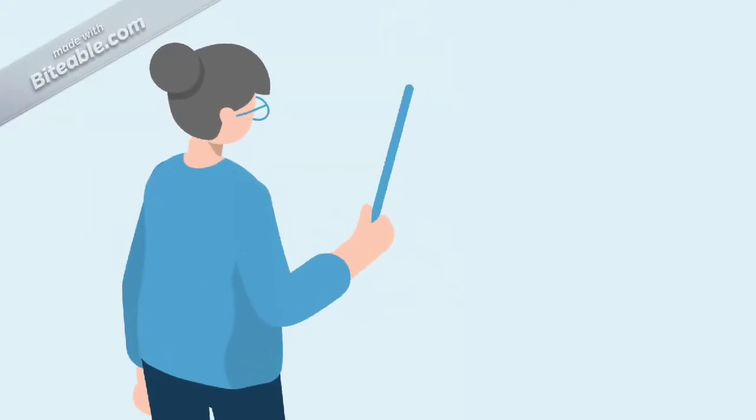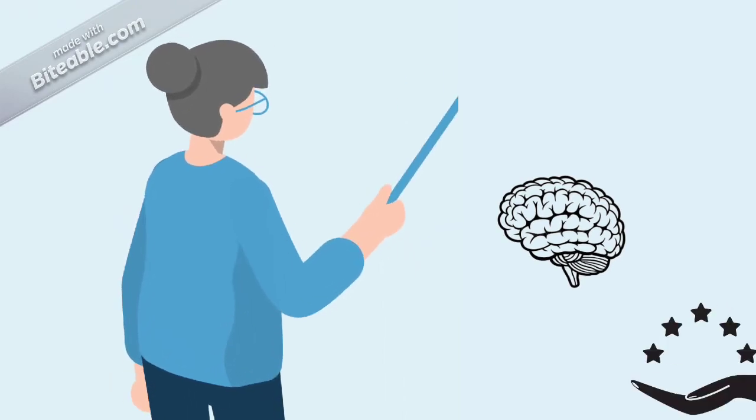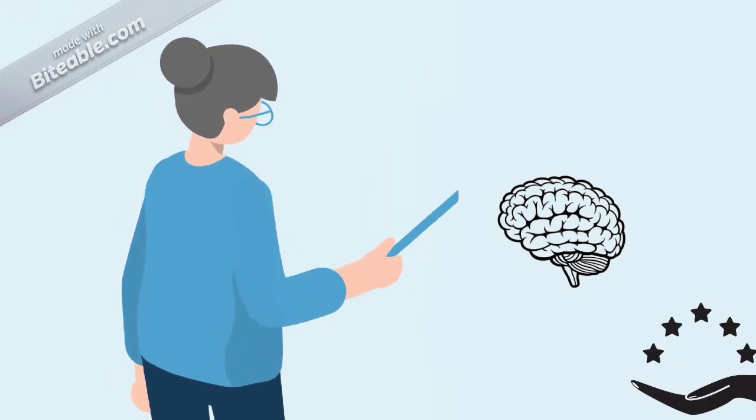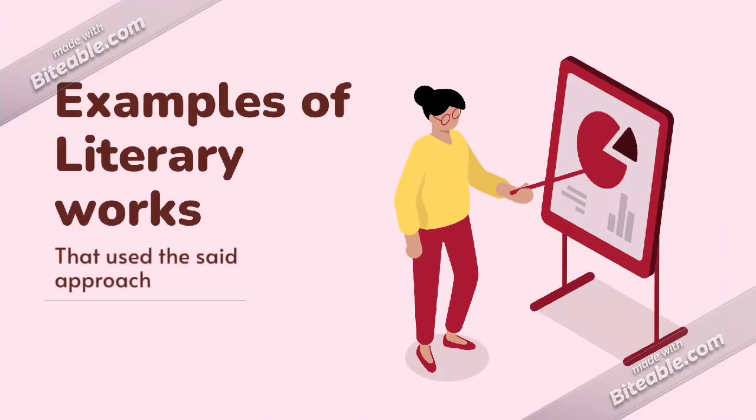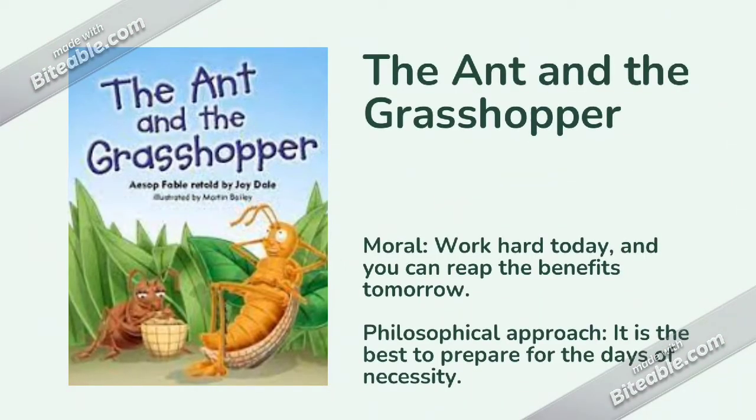Besides looking at ideas, critics may also examine the moral effect or value of a work in a more general way. Here are examples of literary works that use the said approach. The Ant and the Grasshopper.